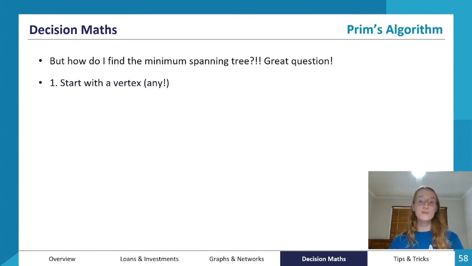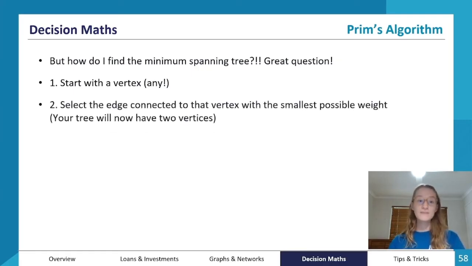So what you do to do Prim's algorithm and find the minimum spanning tree of your graph, you pick a vertex. You can literally pick any vertex and Prim's algorithm will work, and that'll be your starting point. And then you select the edge connected to that vertex with the smallest possible weight. So now you've added in another vertex and you'll have one edge connecting those two vertices. And that edge will have the smallest possible weight.